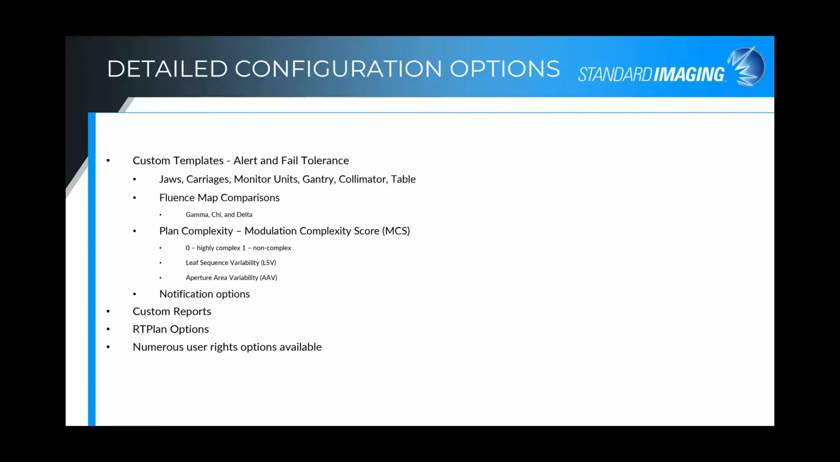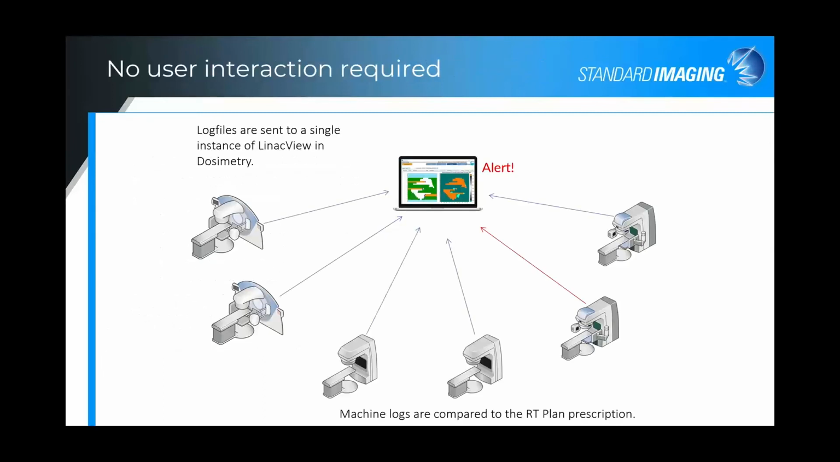Linac View provides the modulation complexity score, so how complex your plan is based on the leaf sequence variability and aperture area variability. And so a plan complexity score may assist you in determining which plans you would like to QA using additional tools such as a detector array. And so, looking at QA as a nice overview, what tools do you have available, and one system can aid another one.